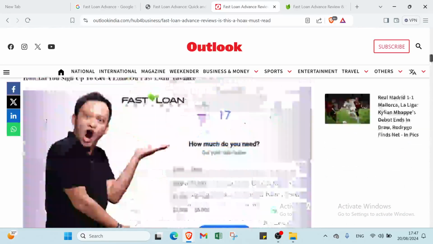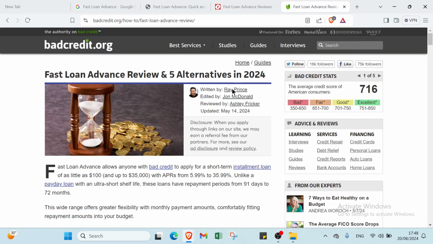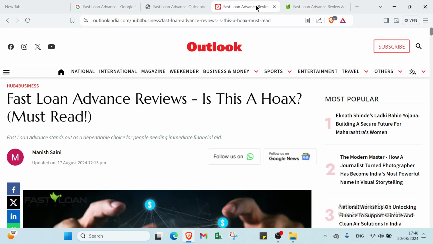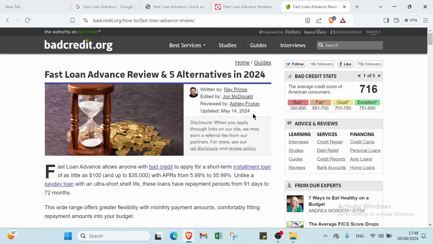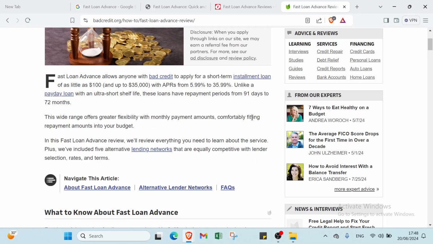So that's it for the benefits, as you can see. Then I will give you some advice, sorry, about how you can manage it effectively. We have the first advice: understand your terms. Also, we have here various information about fast loan advance and Outlook here and bad credit here. As you can see, you can just read it to understand more. So right now I'll give you some advice. The first one is only borrow what you need. Borrow only the amount necessary to cover your immediate expense. Over borrowing can lead to high repayment amounts and financial strain.